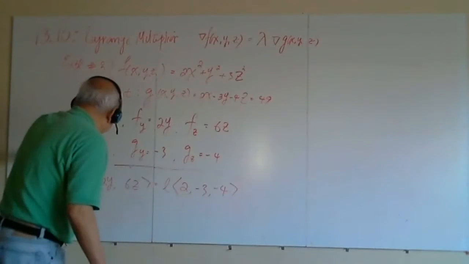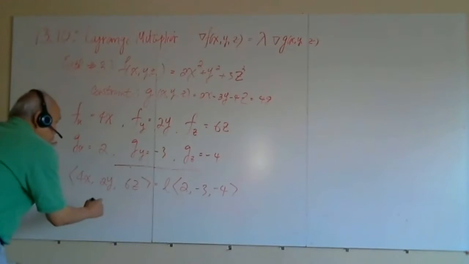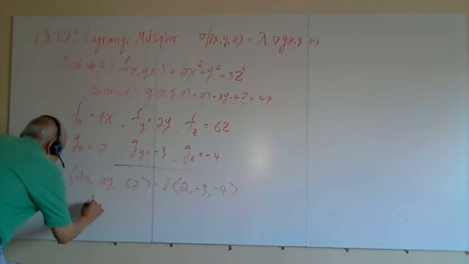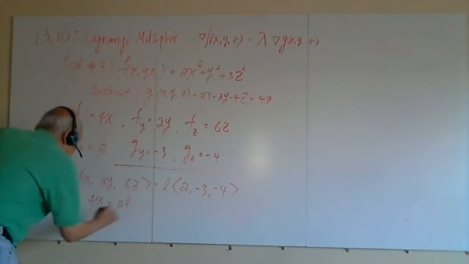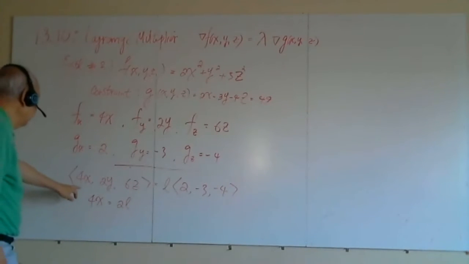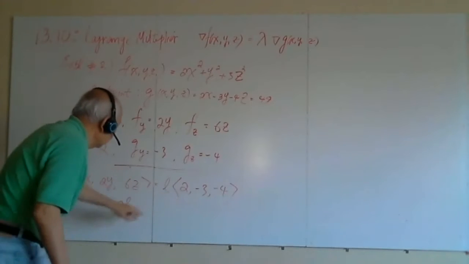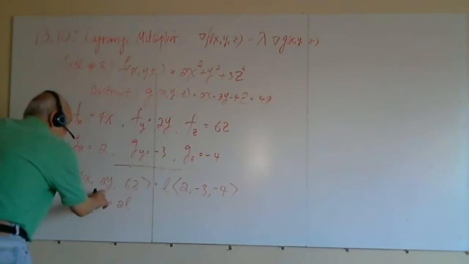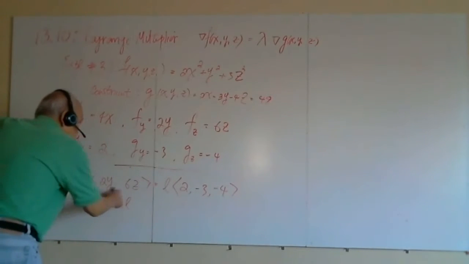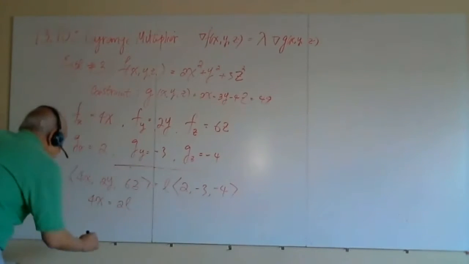Let's do it one by one. The first one is that I got 4x equal to 2 lambda. That is the first one. I am equating the first term on the left-hand side to the first term on the right-hand side. And then I'm equating the second term, the middle term, to the middle term on the right-hand side.